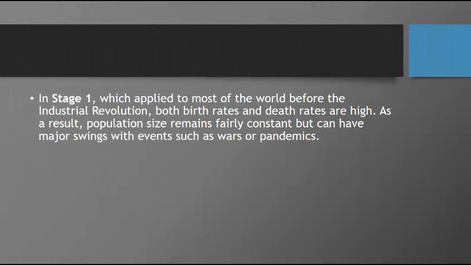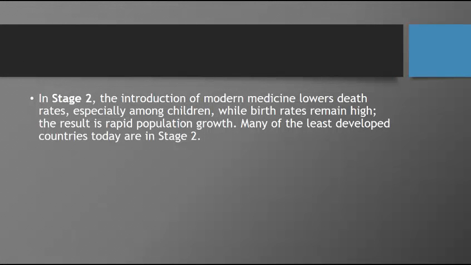Stage 1, which applies to most of the world before the Industrial Revolution: both death rates and birth rates were high, and as a result, population size remains fairly constant, but has major swings with events such as wars or pandemics. Stage 2, the introduction of modern medicine, lowers the death rates, especially among children, while birth rates remain high. The result is a rapid population growth. Many of the least developed countries today are still in Stage 2.